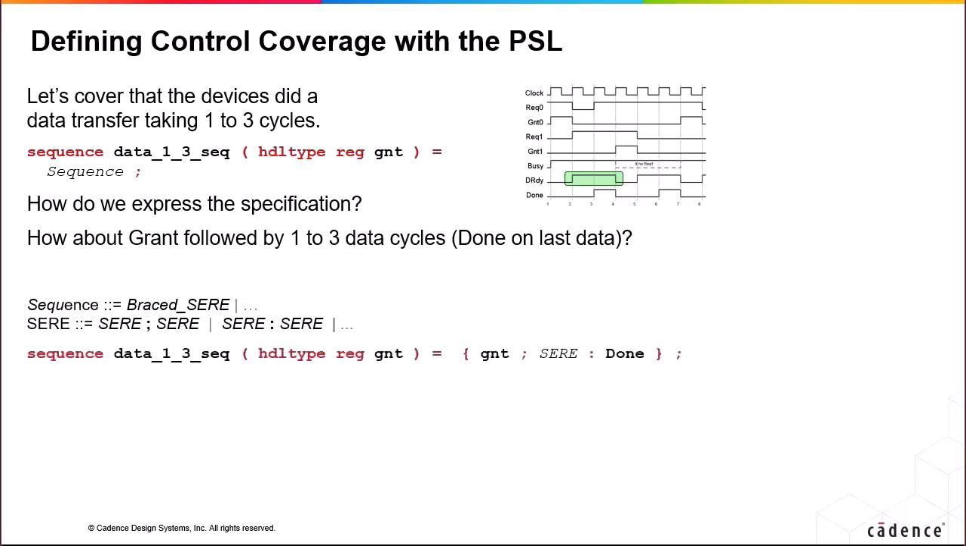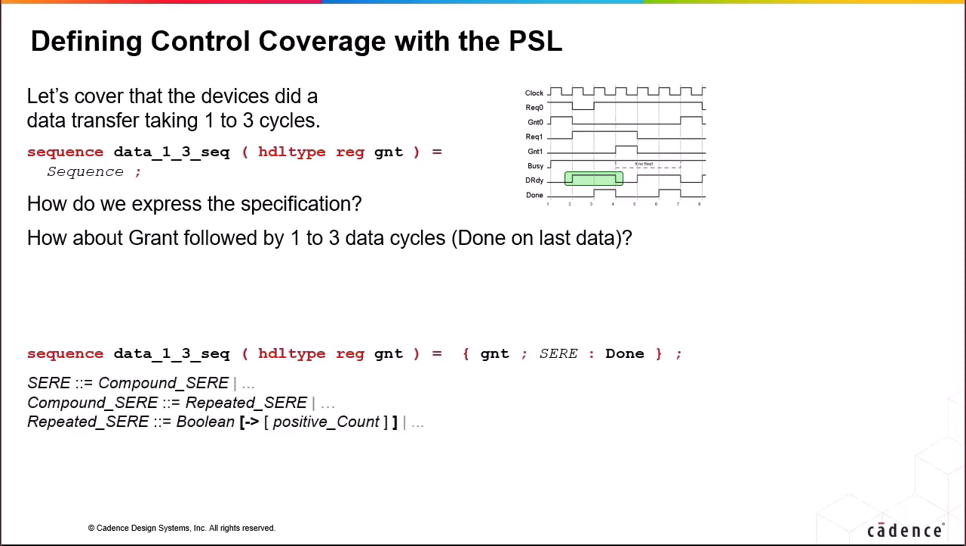Following this syntax, we replace the sequence placeholder with a braced sequence of 3 sequential extended regular expressions. The first 2 sequential extended regular expressions are concatenated, so something happens in the cycle after grant. The last 2 sequential extended regular expressions are fused, so done happens coincidentally with the last cycle of that something. Now, how do we express that 1 to 3 data cycles anytime?